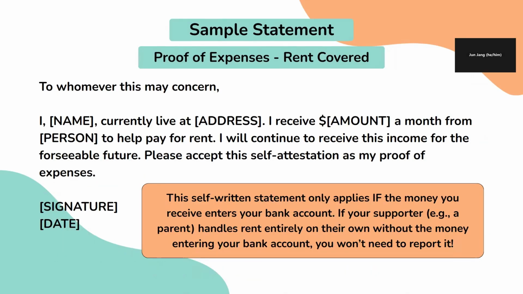Next up, we have proof of expenses for if your rent is covered by someone else. Very similar to the proof of income self-rent statement, you'll list where you currently live, the amount that you receive from the person to help pay for rent, as well as a screenshot ideally of the bank statement showing that. Something to note is this self-rent statement will only apply if the money you receive enters your specific bank account. If the person helping you, for example, a parent, handles rent entirely on their own without the money entering your bank account, so it's processed just in theirs, you won't need to report it and you won't need to write this self-rent statement.